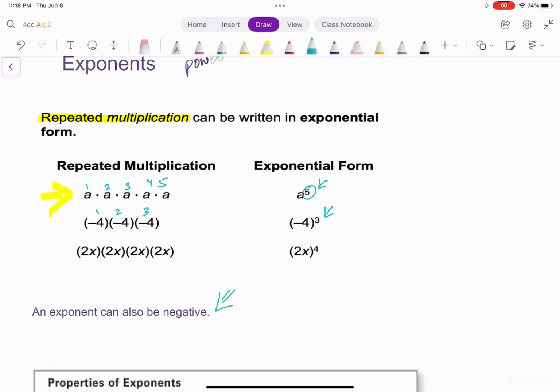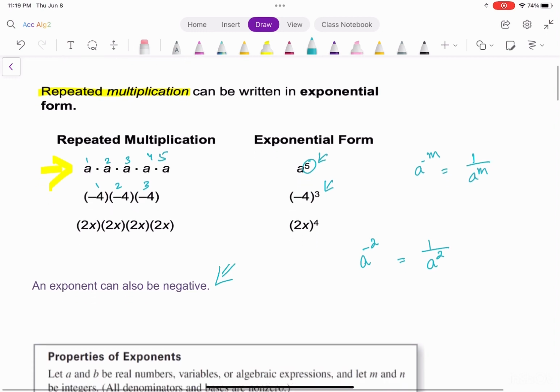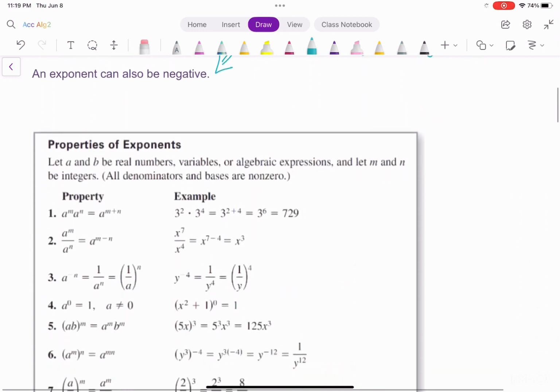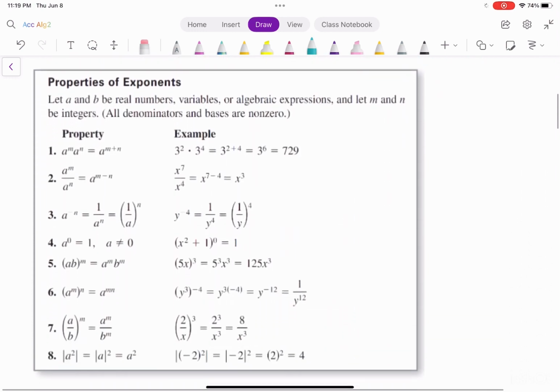Now, another important thing is the exponent can also be negative. This property talks about how, if we have a negative exponent, I can write it in the form of a fraction. So a to the power of negative m will be nothing but 1 over a to the power of m. These are the basic properties that you have learned in Algebra 1, and we are just revisiting them again.